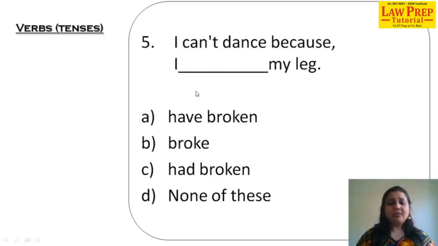Right? So have broken, which tense? Every time you have to speak. Present or past at least? Present. Broke is which tense? Past. Had broken which tense? Past. I clarify. Have broken is present perfect. Broke is simple past. Had broken is past perfect. When I have a present tense modal, I cannot use broke, cross. I cannot use had broken, cross. And I will move to have broken, right? So I can't dance because I have broken my leg is the right answer.